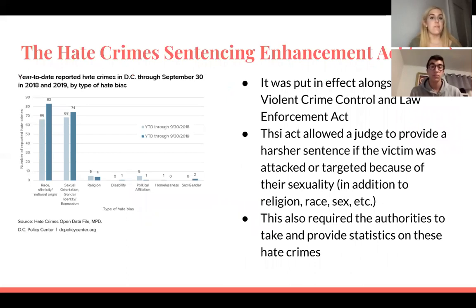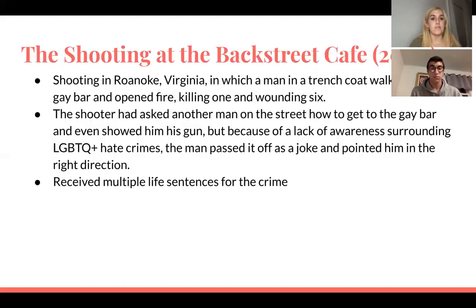Okay, so the Hate Crime Sentencing Enhancement Act took place in 1995, and it was put in effect alongside the Violent Crime Control and Law Enforcement Act. This act allowed a judge to provide a harsher sentence if the victim was attacked or targeted because of their sexuality, and it also required the authorities to take and provide statistics on these hate crimes.